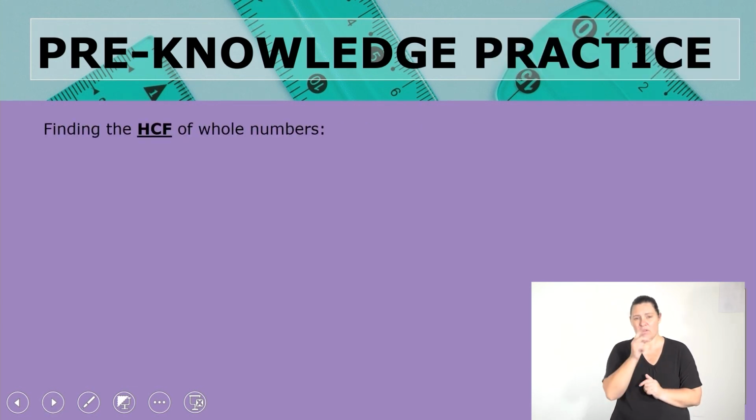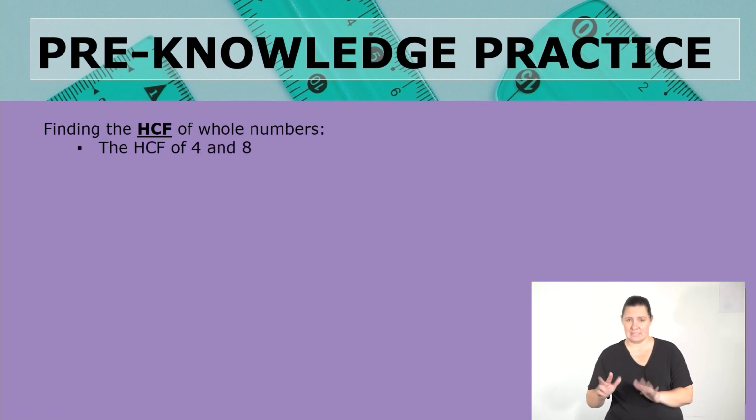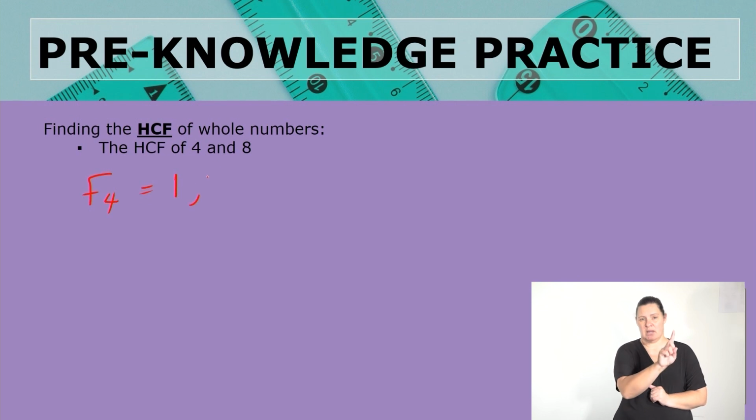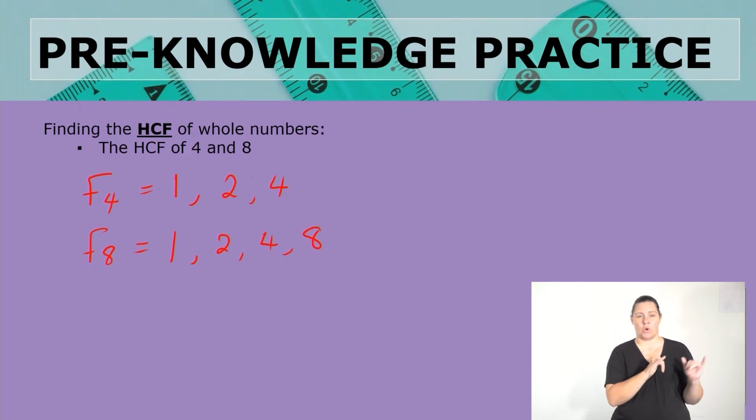Let's look at a few examples. Let's find the HCF of 4 and 8. Do you remember how to find the HCF? That is the highest common factor. Right, so we are going to list the factors of 4. That is going to be 1, 2, and 4. And then we are going to list the factors of 8, which are 1, 2, 4, and 8. We are looking for the common one.